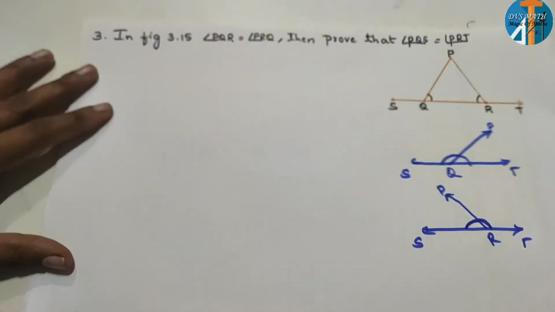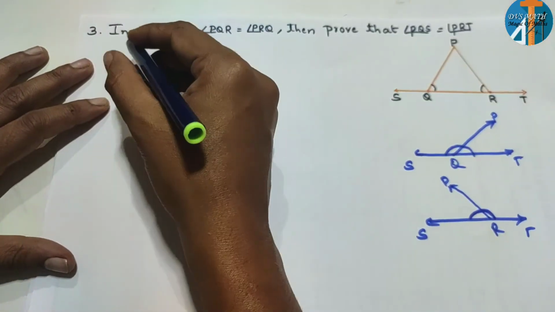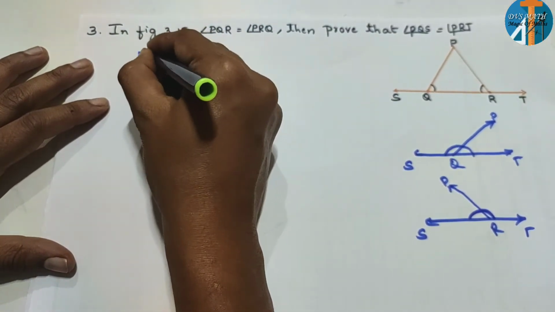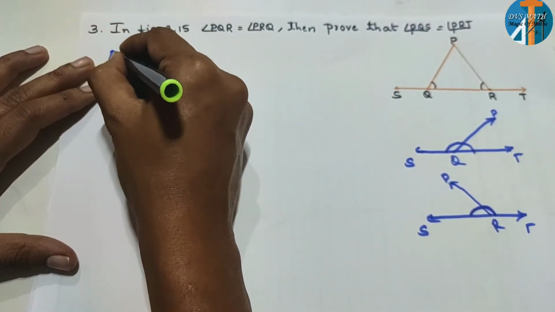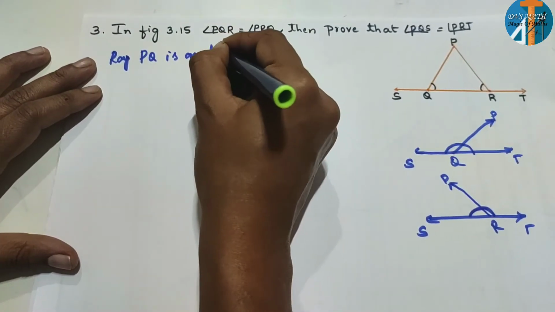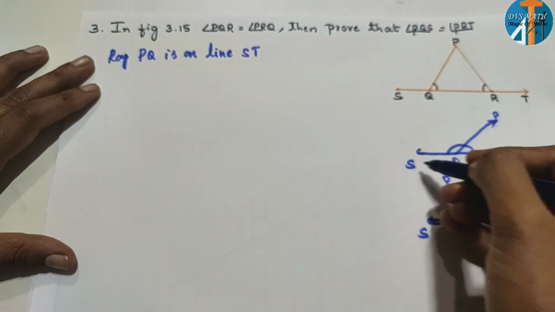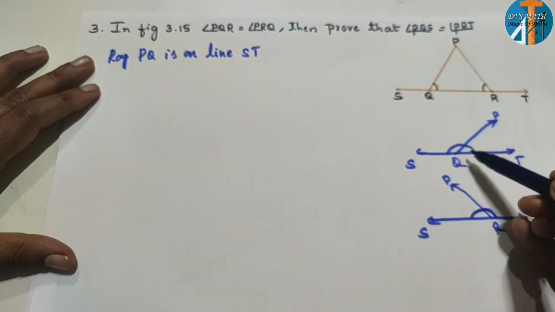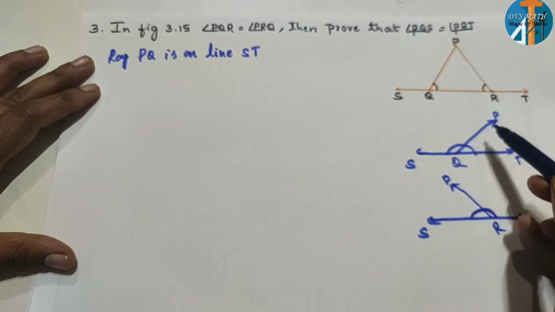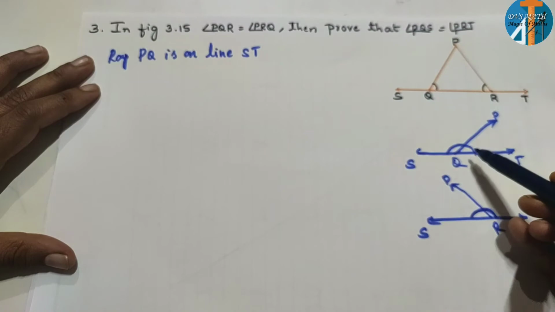So let us write that statement. What can we write? First it is PQ. Ray PQ is on line ST. And observe, what we can observe here is a linear pair, right? We have a common arm and the sum of the two angles is 180 degrees.